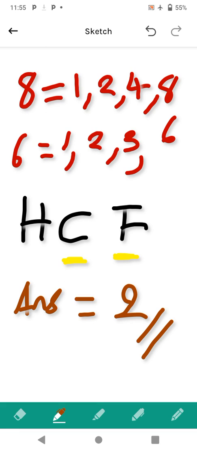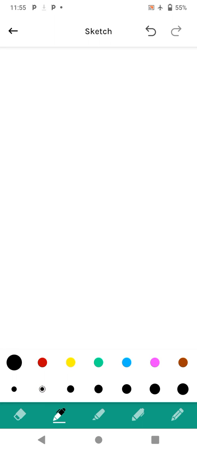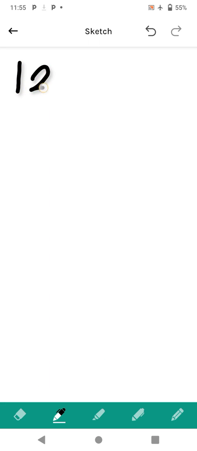That means the highest number that can divide 8 and 6 without remainder is 2. All right, so let's have some other examples. Let's go with 12 and 8, for instance.